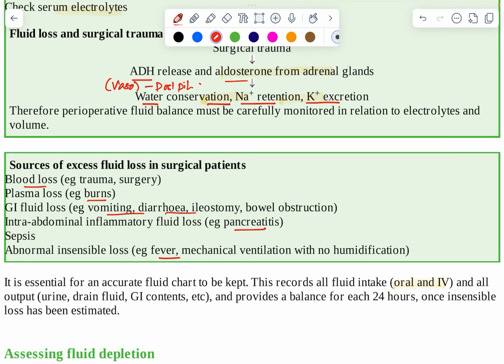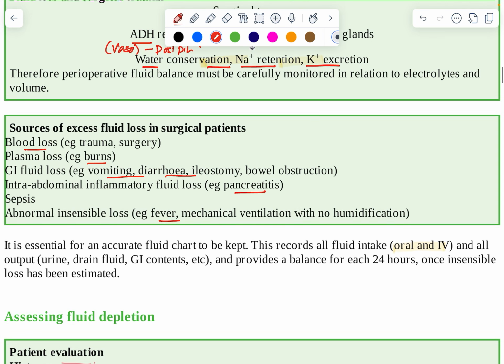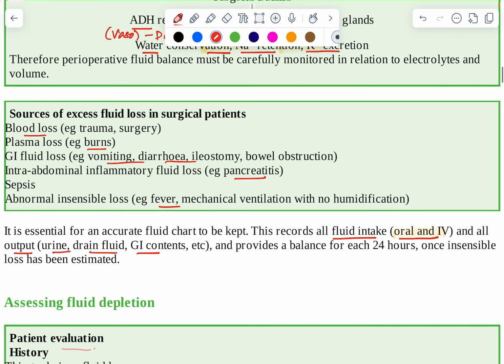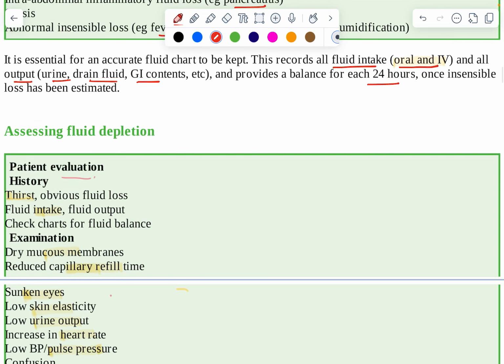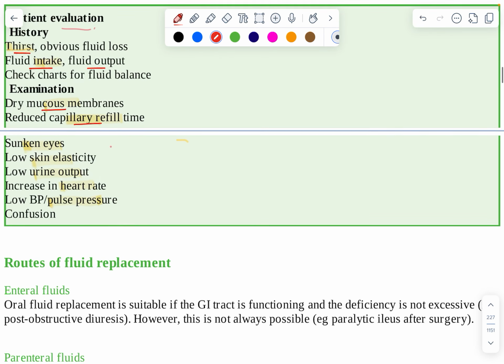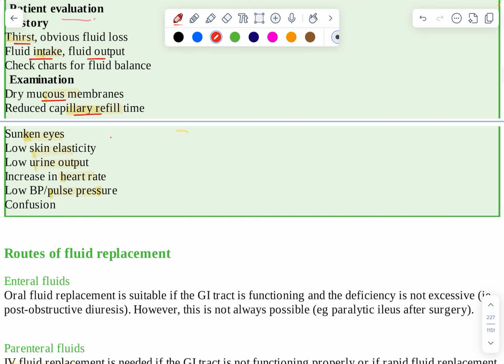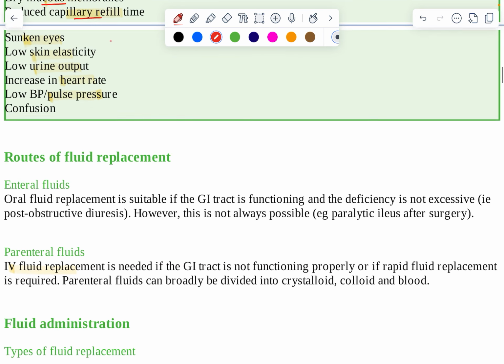It is essential for an accurate fluid chart to be kept. This records all fluid intake, oral as well as IV, and all output, urine, drain and GI content in 24 hours. Fluid depletion has to be assessed by history, if the person is very thirsty, fluid intake and output charts, and fluid balance.